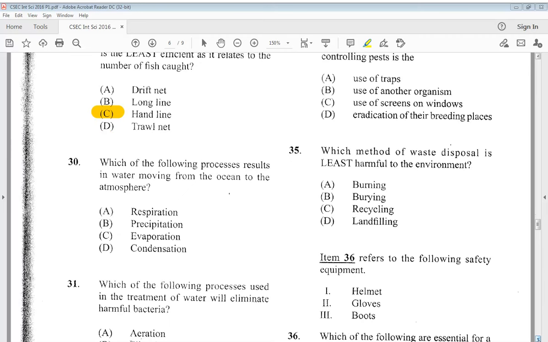Our final question says, which of the following processes results in water moving from the ocean to the atmosphere? A, respiration, B, precipitation, C, evaporation, D, condensation. And we know that is C, evaporation. So there you have it.